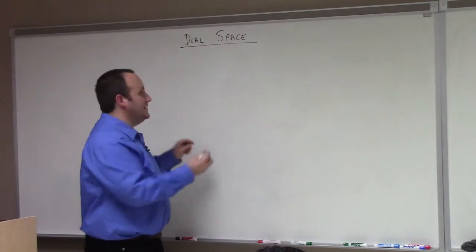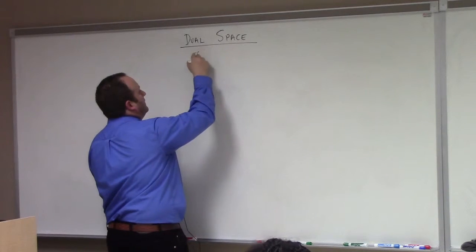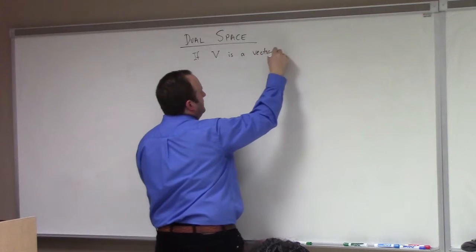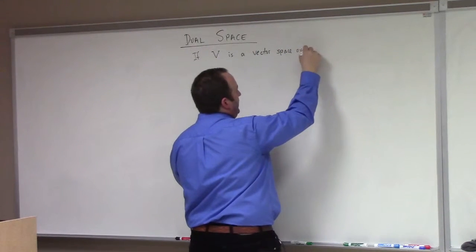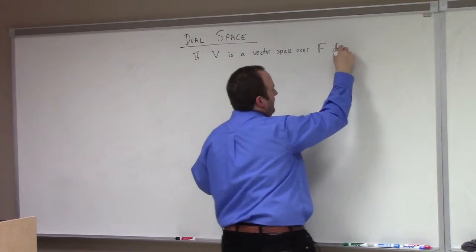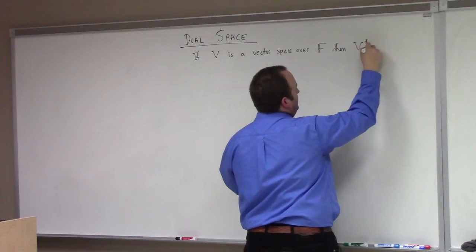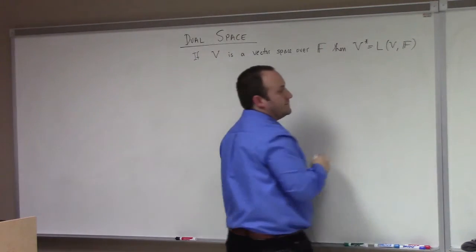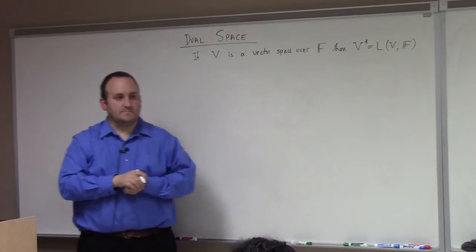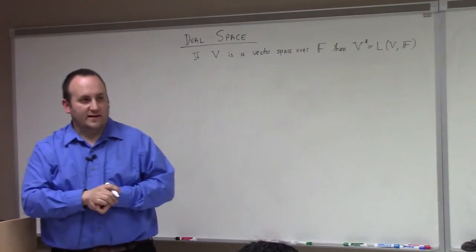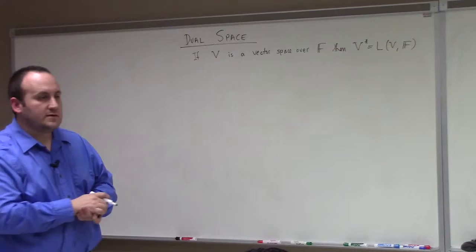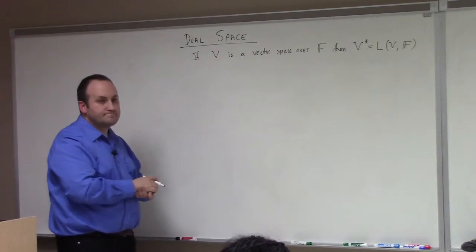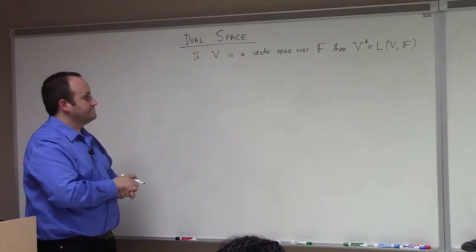Dual space. Here's the deal. If V is a vector space over F, then V dual is simply the linear transformations from V into F. That's it. That's the dual space. It's the set of linear functionals on V. That's it.